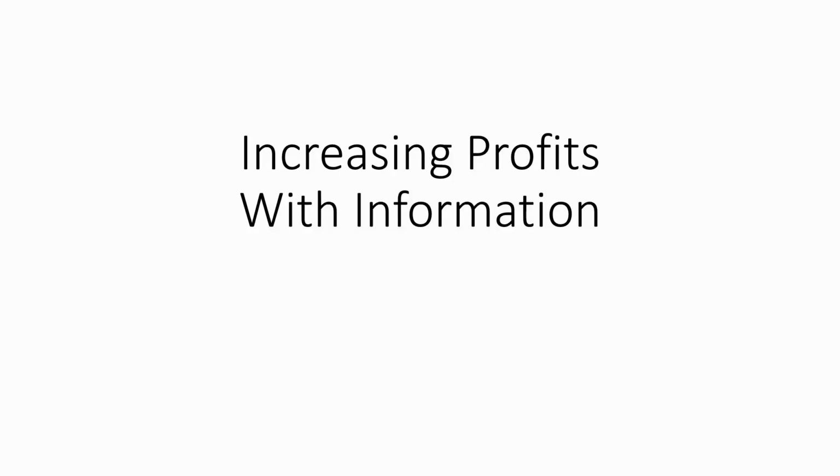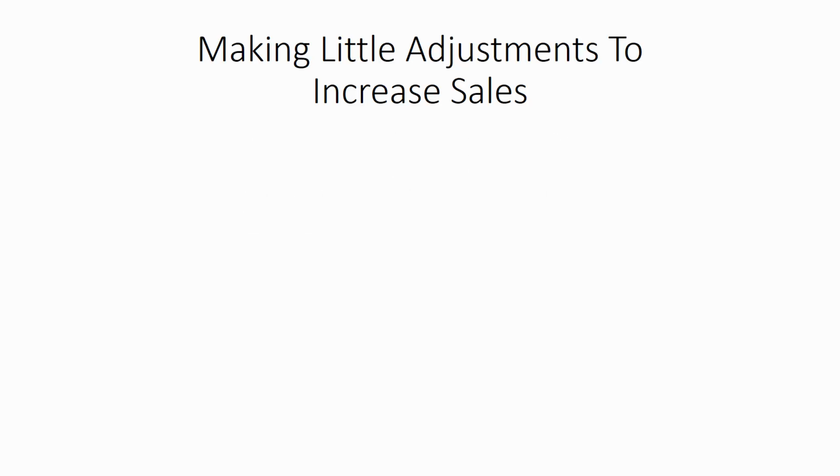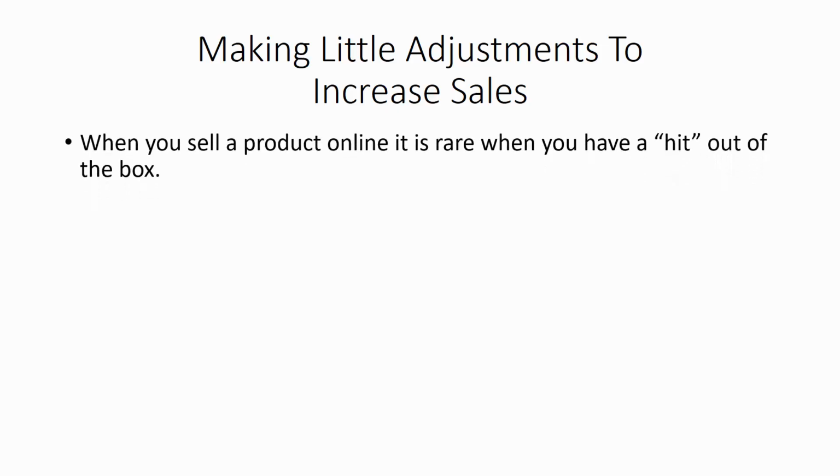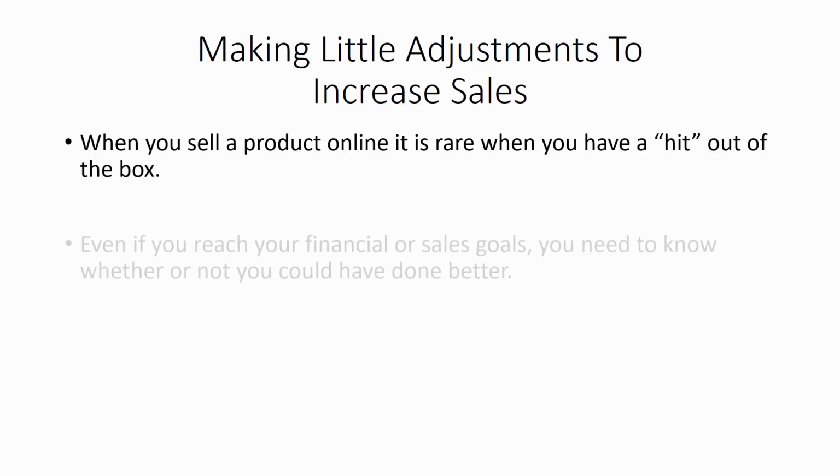Let's talk briefly about how you would increase profits with information, because it is with that information that we make little adjustments to increase our sales. Now, whenever you sell a product online, it's rare when you have a hit right out of the box. It probably takes a little while before you can figure out exactly what people want, and then you offer it to them. And you've got to make little adjustments to the sales process.